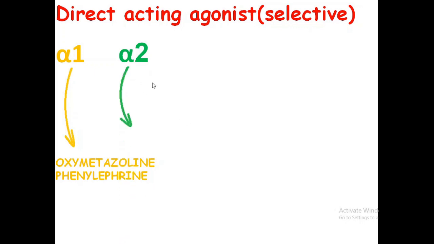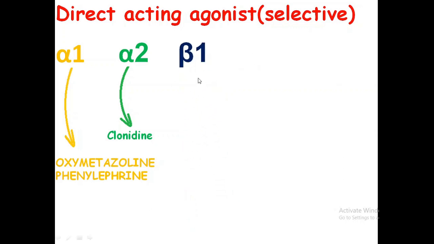Now let's talk about alpha 2 selective drugs, and here we have a very popular medication called clonidine. As you may recall, stimulation of alpha 2 receptors leads to decrease in sympathetic tone, which may result in lowering of blood pressure, and this is why clonidine is commonly used for the treatment of hypertension.